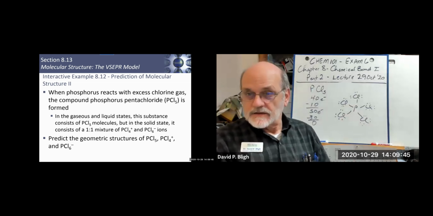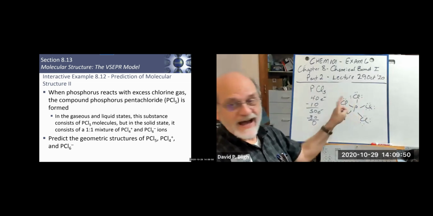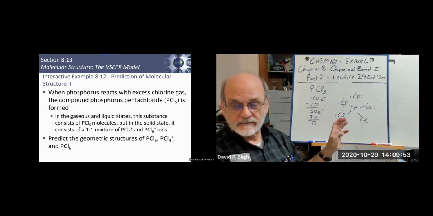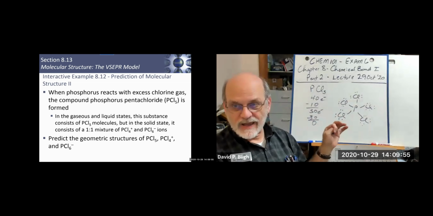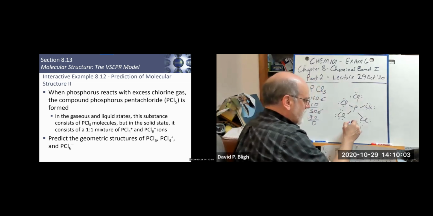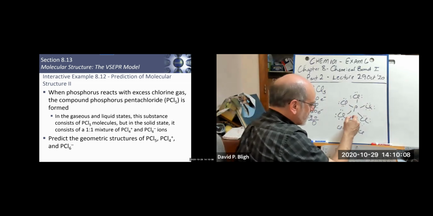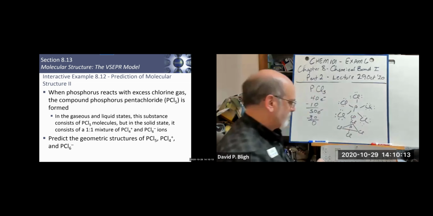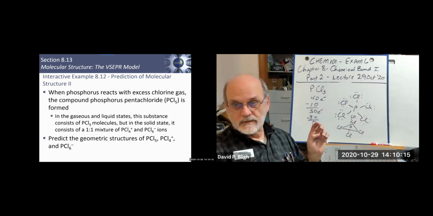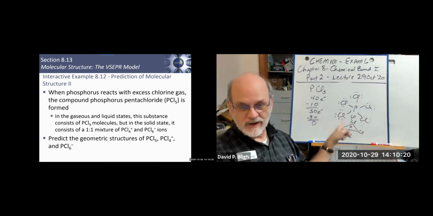Okay, so now count up the groups. 1, 2, 3, 4, 5 groups around the central atom, which means what? Trigonal bipyramidal. So you have a triangle here with phosphorus in the middle, and we have a chlorine at the corner of each, and then we also have a chlorine up here, chlorine down here. That would be your shape. There are no lone pairs, so the electronic and the molecular are the same. Trigonal bipyramidal.